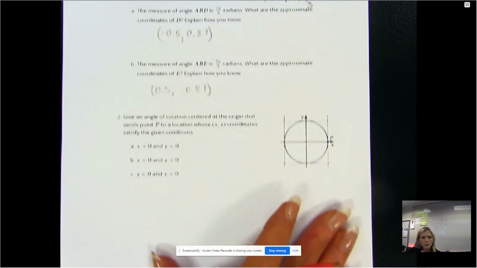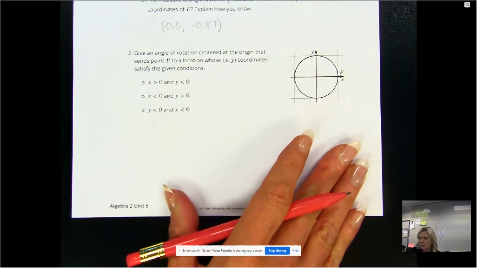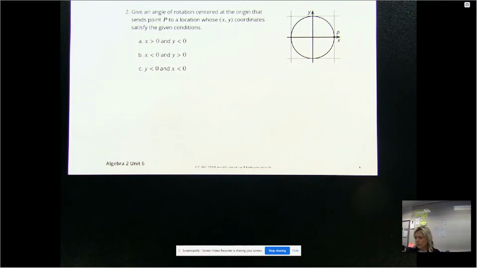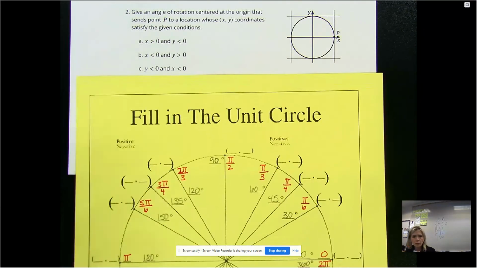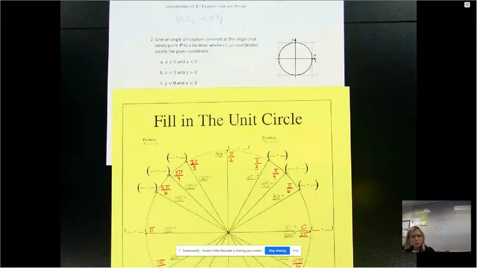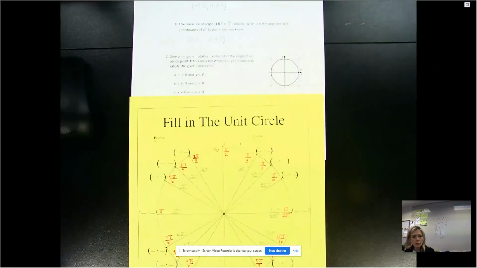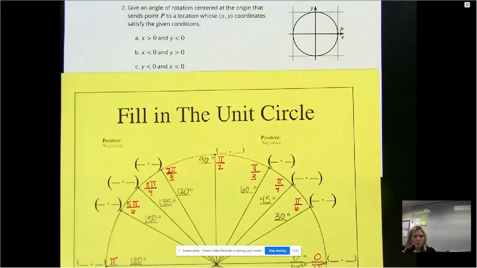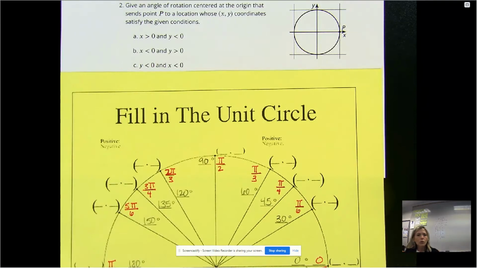Okay. For number 2, I'm actually going to use the unit circle that we labeled today. And so, let's see if I can get it all on the screen. Maybe if I zoom out a little bit. Well, maybe I won't worry about it too much. Okay. So for the first one, we're going to give an angle of rotation centered at the origin that sends point P to a location whose xy coordinates satisfy the given conditions.